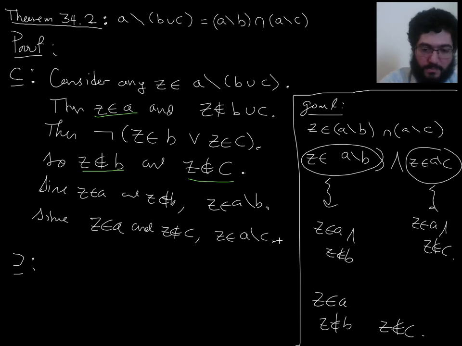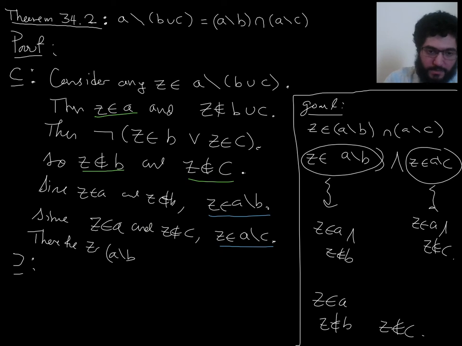Since z is in A and z is not in C, z is in A without C. Therefore, now that I have these two, z is in A without B, z is in A without C, therefore z is in the intersection of those two. And that's it for the forward inclusion.